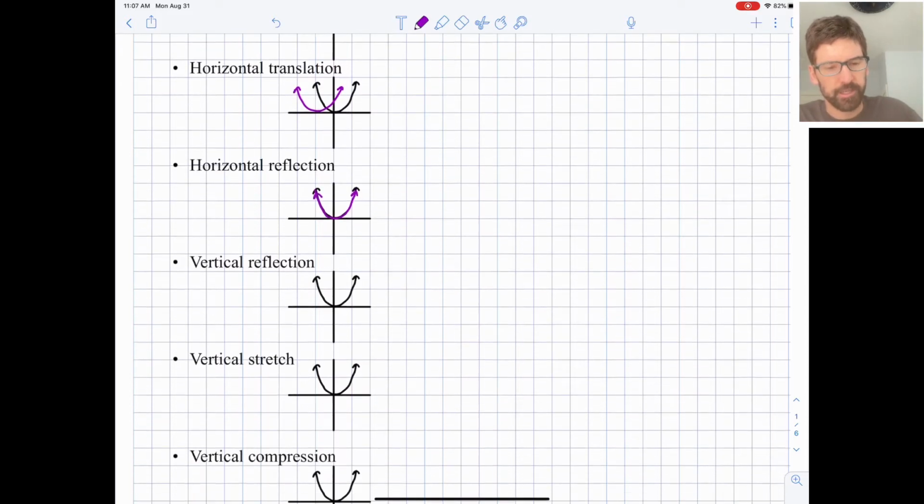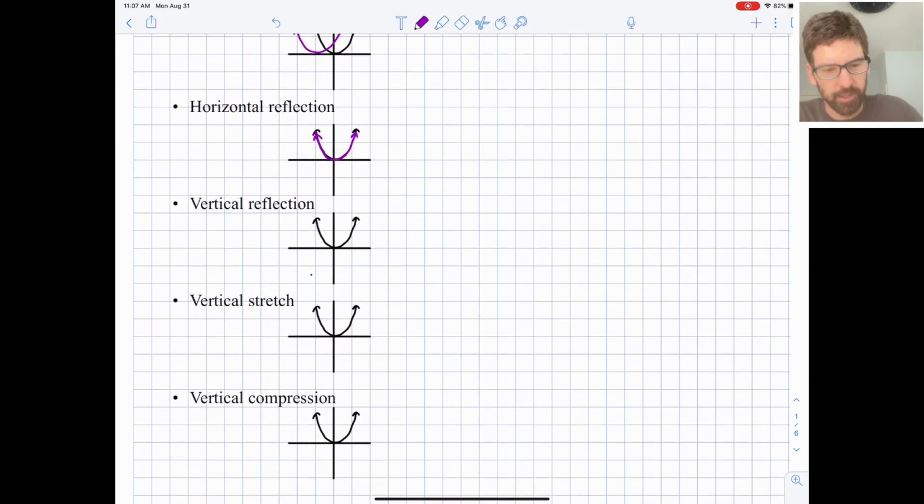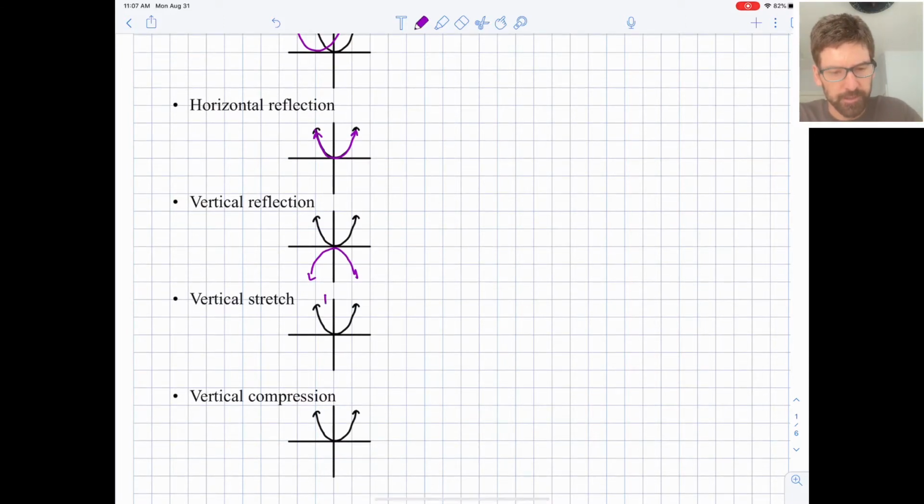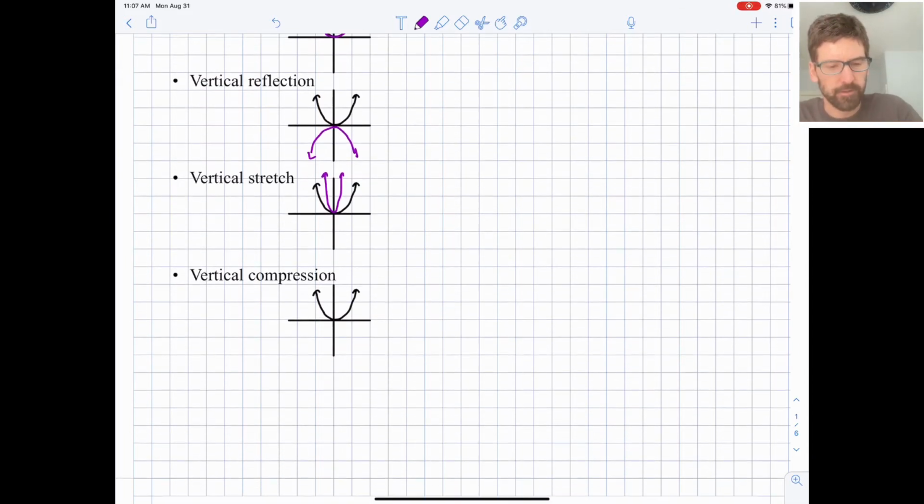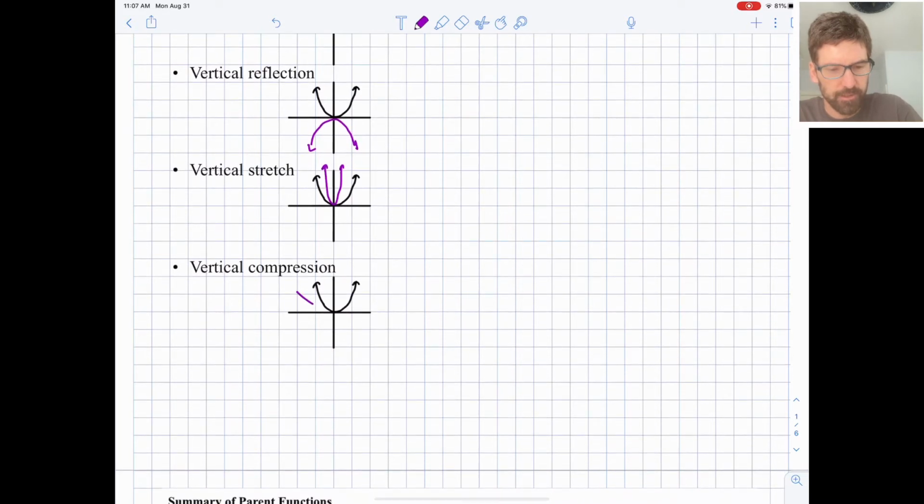A vertical reflection, on the other hand, will reflect it down across the horizontal x-axis. A vertical stretch is going to stretch it in the vertical dimension, and it's going to appear skinnier, but you can also think of it as being stretched vertically, sort of pulled vertically like taffy. And a vertical compression is going to make our parabola appear flatter and wider. Okay, so that's a quick summary of the different possible transformations you could do to any parent function.